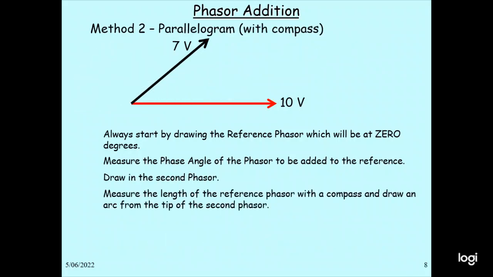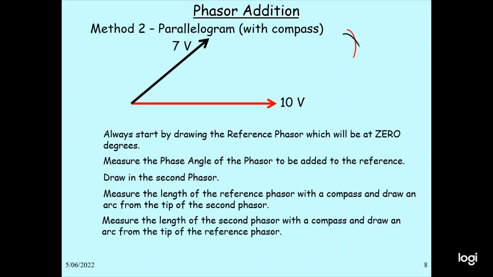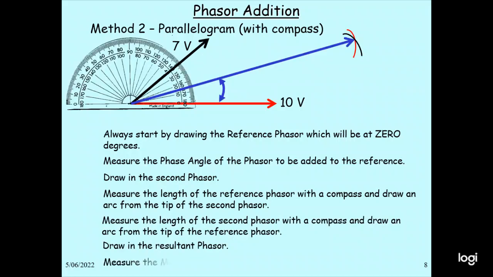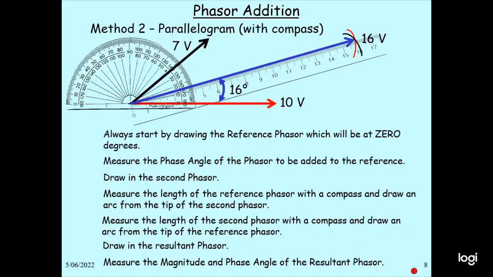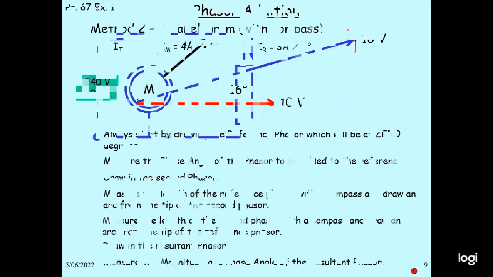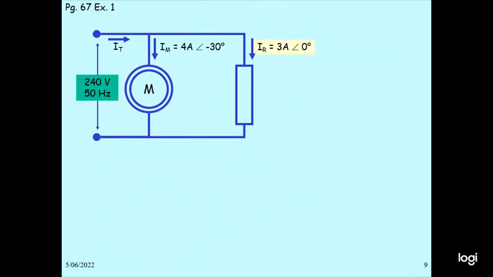Also measure with the compass. Measure with the compass and then you read the value. This is 16 volt. So you have to see the example. I1 is 4 ampere angle minus 30 degree, I2 is 3 ampere angle 0 degree. So that will be the 3 ampere 0 degree this line, and 4 ampere minus 30 here.